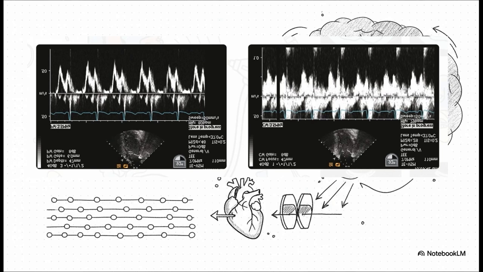Take a look at the left image. That's a pulsed wave Doppler of mitral inflow. Notice how clean and sharp that signal is? It has a hollowed-out look. That's because we're measuring a uniform velocity at one specific point. Now look to the right. That's a continuous wave Doppler signal. See how the whole thing is filled in and fuzzy? That's called spectral broadening, and it's happening because the machine is displaying all the different velocities it's detecting along that entire beam path all at once.